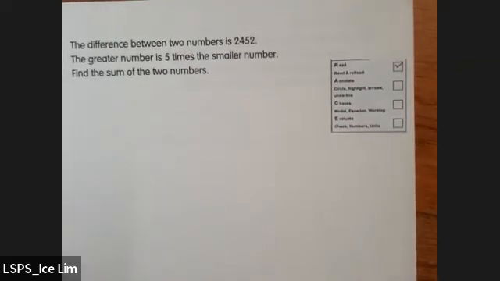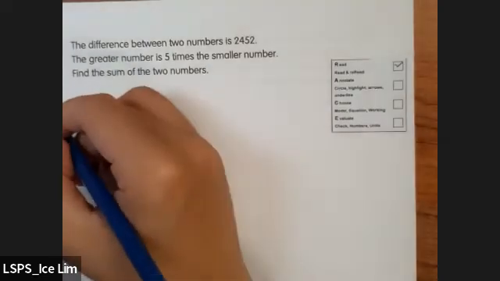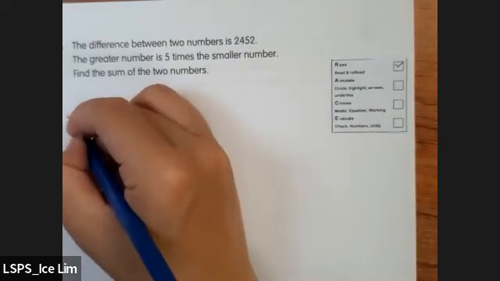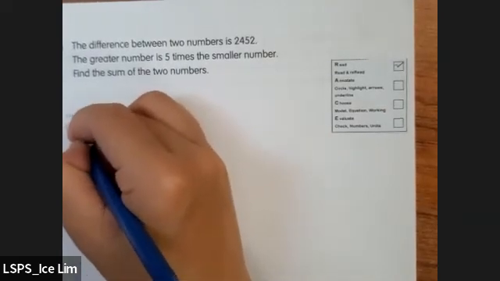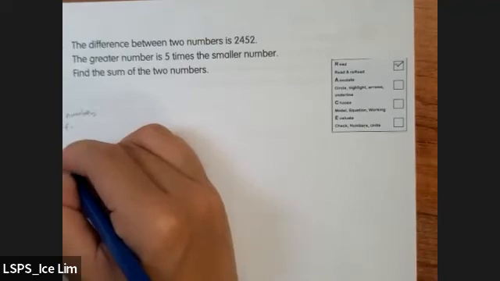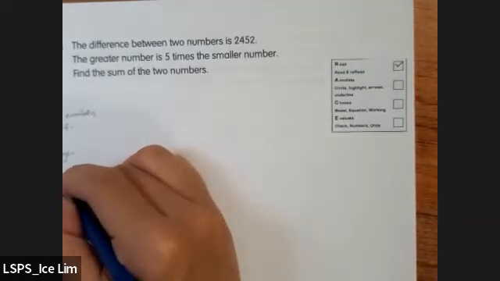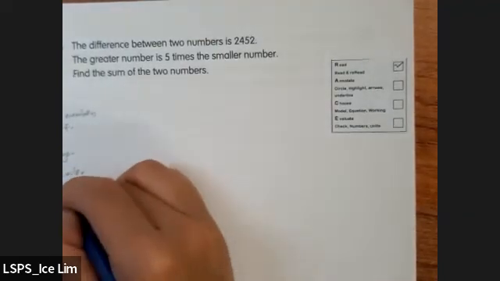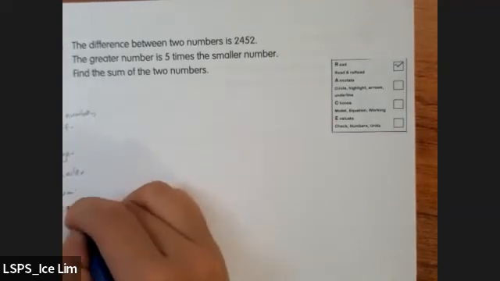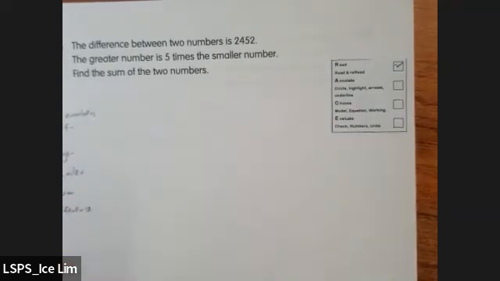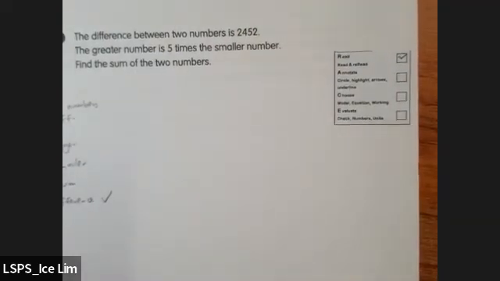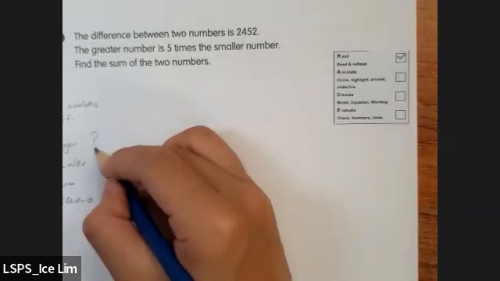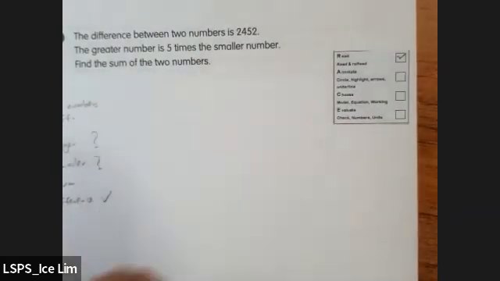Well, not a lot of characters here. It tells you there are two numbers that are different. I've got a bigger number. I've got a smaller number. And then there's a sum and difference to talk about. I'm given the difference. I don't have the bigger number. I don't have the smaller number. I need to find the sum.